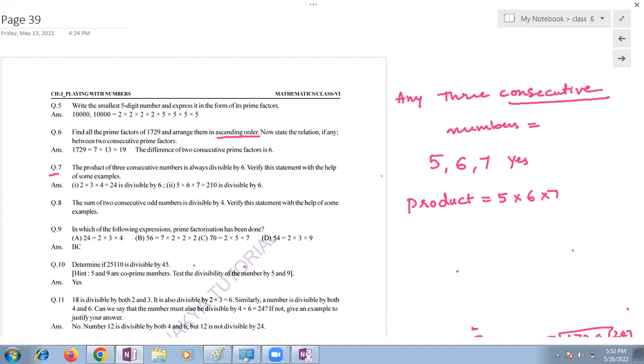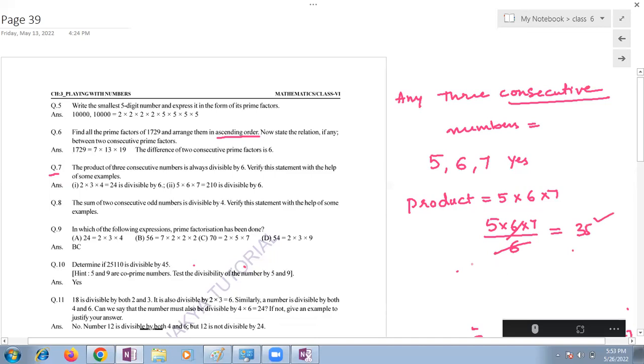Is it always divisible by 6? Let me check. No need of multiplying, children. You just keep it as it is, 5 multiplied by 6 multiplied by 7, and check whether it is divisible by 6 or not. Yes, 6 ones are 6, cancelled, and 7 fives are 35. Yes, it is divisible. Or we can do it like this: 5 sixes are 30, and 30 into 7 is 210.